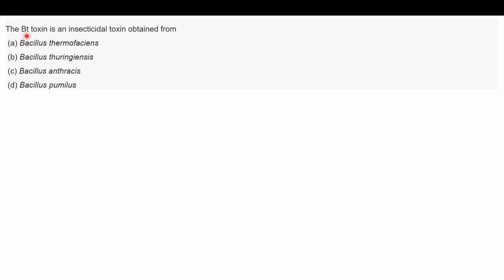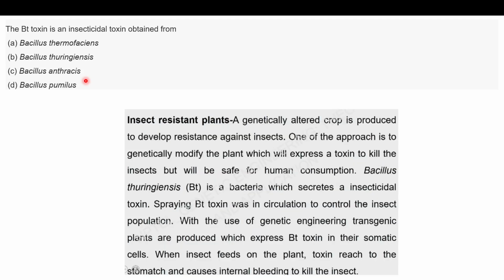Now, the Bt toxin is an insecticidal toxin obtained from which particular species? So, you might be knowing it very well. A genetically altered crop is produced to develop resistance against crop feeding insects. One of the approaches is to genetically modify the plant, which expresses a toxin that can kill the particular insect feeding on it, but it will be safe for human consumption.